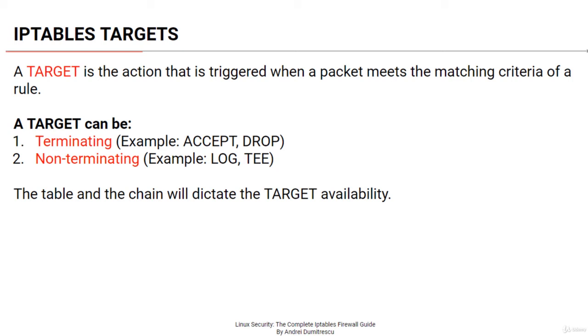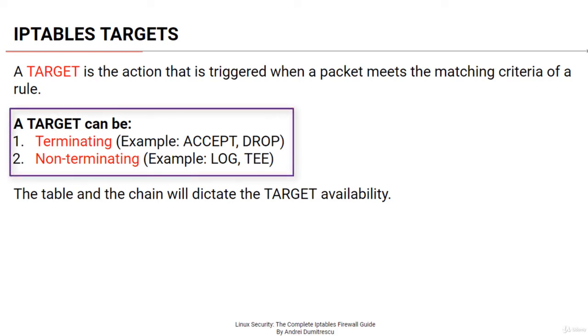Hello and welcome back. In this section, we'll dive deeper into iptables targets. A target is the action that is triggered when a packet meets the matching criteria of a rule. There are two types of targets: terminating targets and non-terminating targets.